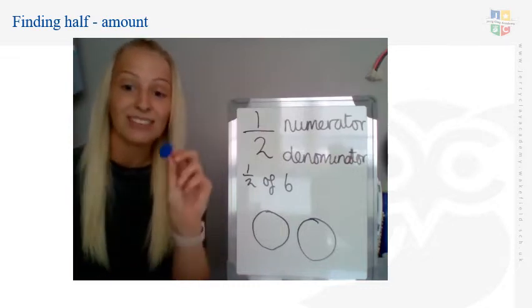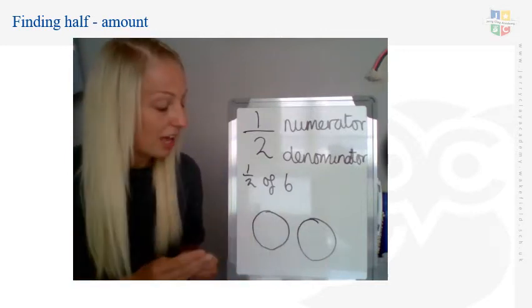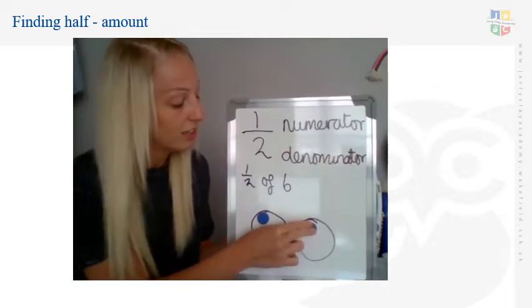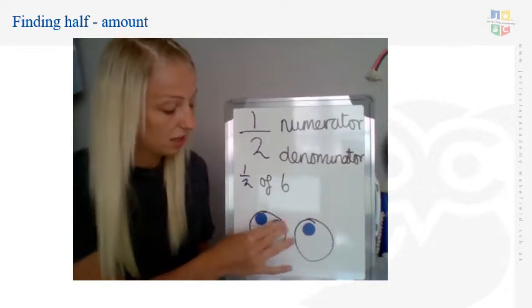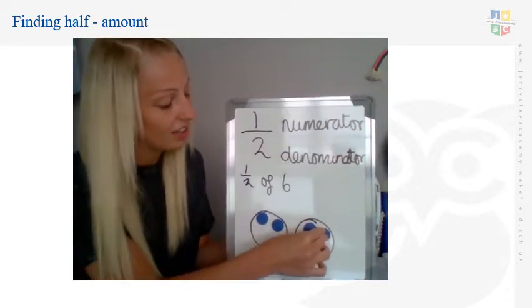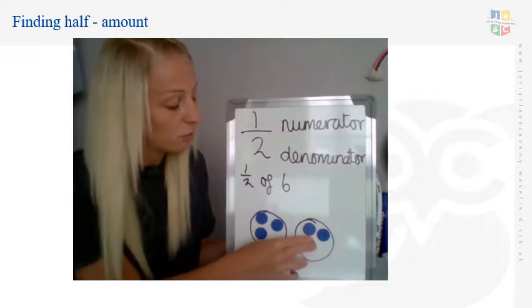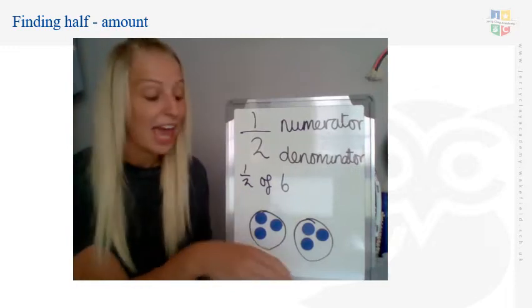So my next job is to share my 6 out equally. So this could be my plate and Mrs. Wilkinson's plate. So I would give 1 for me, 1 for Mrs. Wilkinson, 1 for me, 1 for Mrs. Wilkinson, 1 for me, and 1 for Mrs. Wilkinson. So I've shared my 6 into my 2 groups.